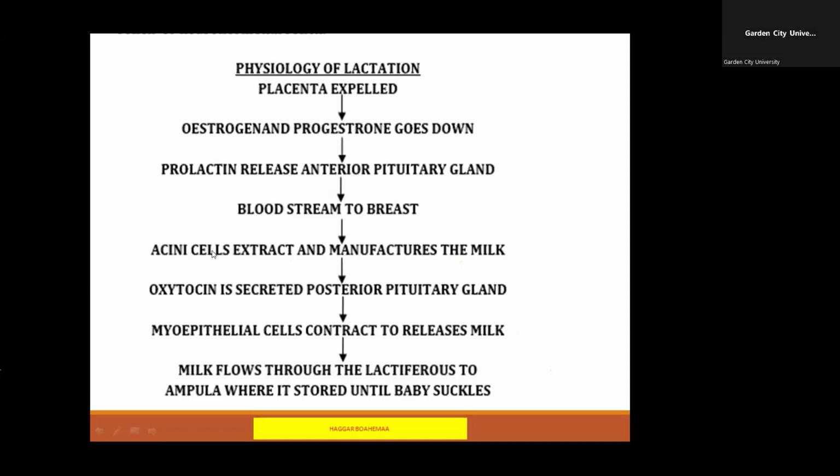So when it acts on the acini cells, it will trigger them to extract more nutrients from the maternal blood to manufacture the milk. Okay, so now if you look at the physiology, the physiology of the production of milk will end at this stage, where the acini cells extract nutrients, essential substances from the maternal blood to produce the milk.